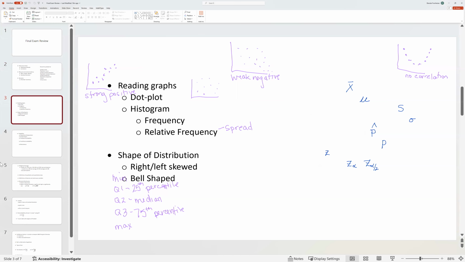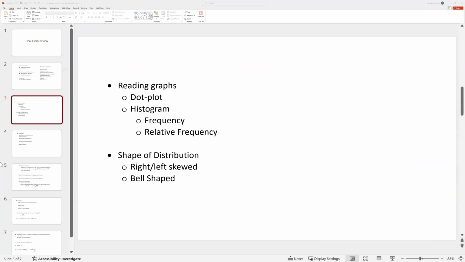Whoops, let me get rid of all of those drawings. All right. So you need to be able to read graphs. You don't have to be able to draw any. Just be able to read a dot plot, be able to read a histogram. Remember, there's a difference between frequency and relative frequency. Your histogram is kind of your box plot where your lines are adjacent, all right?